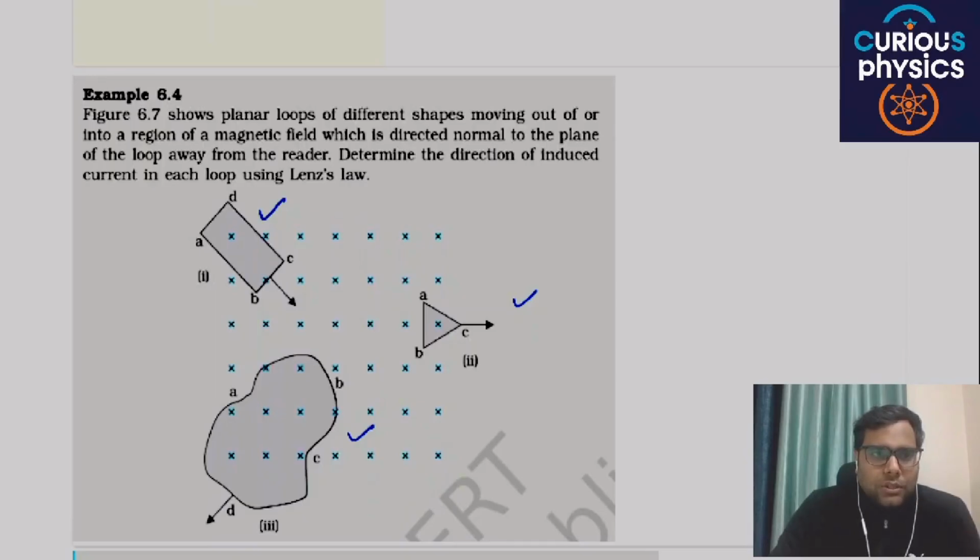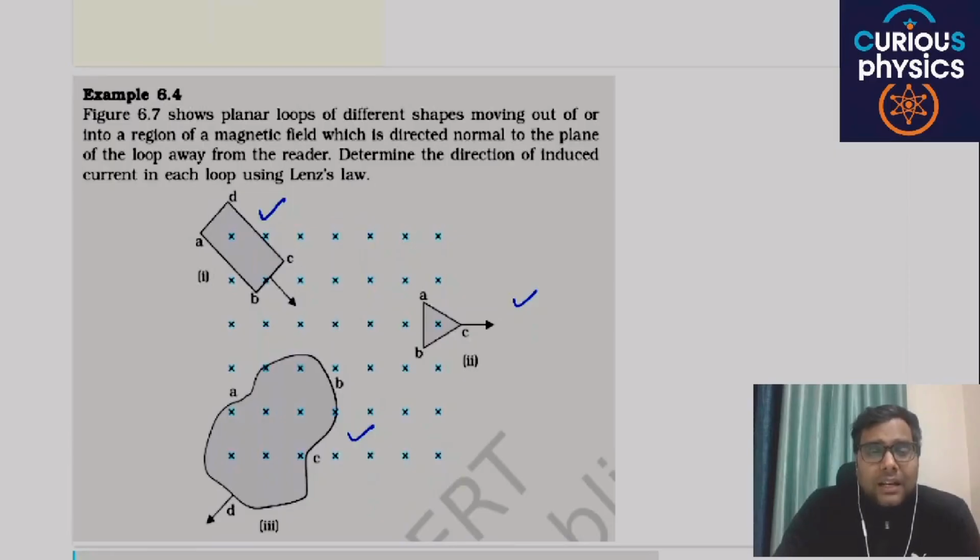Okay, so first question in this particular example shows planar loops of different shapes moving out of or into a region of a magnetic field which is directed normally to the plane of paper. Mean to say that the magnetic field is away from you, and determine the direction of induced current. In the first case, is the magnetic flux increasing or decreasing? If this particular loop is moving toward this particular magnetic field, is magnetic flux increasing or decreasing?